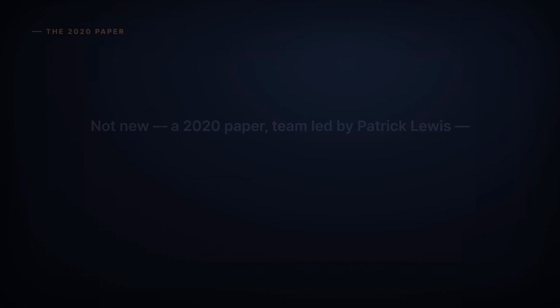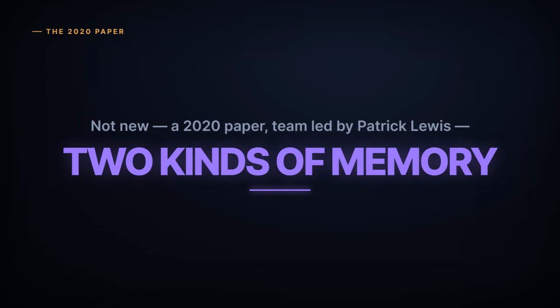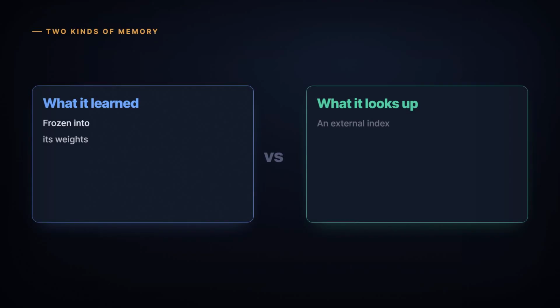This isn't a new trick, by the way. It goes back to a 2020 research paper from a team led by Patrick Lewis, who gave it the name. Their insight was that a model has two kinds of memory. There's the knowledge frozen into its weights. Call that what it learned. And there's an external index you can search on the fly. Call that what it can look up.